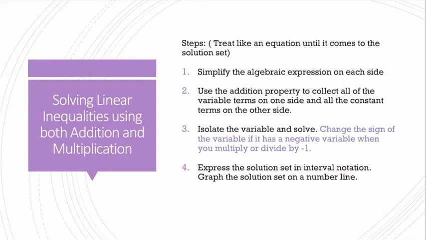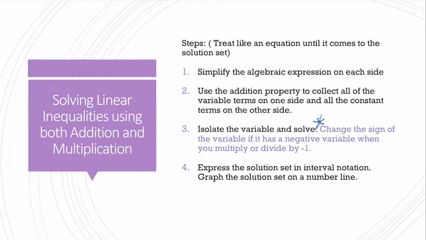So how do we solve a linear inequality? We're going to follow the exact same steps we would for solving an equation. So we need to simplify our algebraic expression on each side, right? We have to combine like terms. Then we use the addition property to put all of our variables on one side and the constants on the other. Next, we want to isolate our variable, so get it to have a leading coefficient of 1, and solve. The only thing that's really different here, other than how we express our solution set, is that if I have to multiply or divide by a negative, I have to flip my sign.